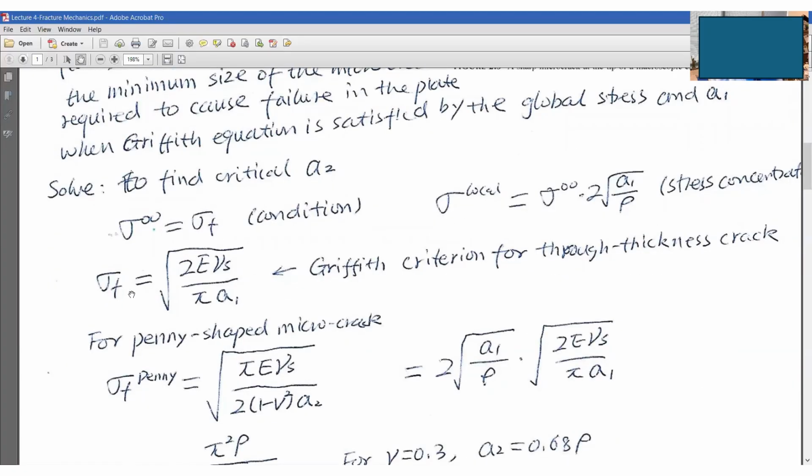So for the Griffith criterion for a through thickness crack, we know that sigma F equals the square root of 2E multiplied by gamma S, where gamma S is the surface energy.